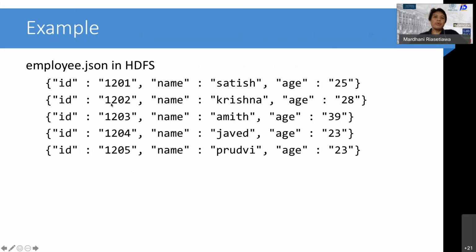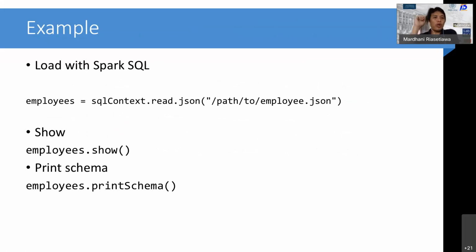This is an example. If we have an employee table, using JSON in HDFS, it consists of each record. Of course, this is only 5 rows, but in the real world maybe we will have 5 million rows that we need to process. If we have this file, we need to load it with Spark SQL, call it employee, and then go to the SQL context to read the JSON file, and then we can execute operations like show, or maybe printSchema.